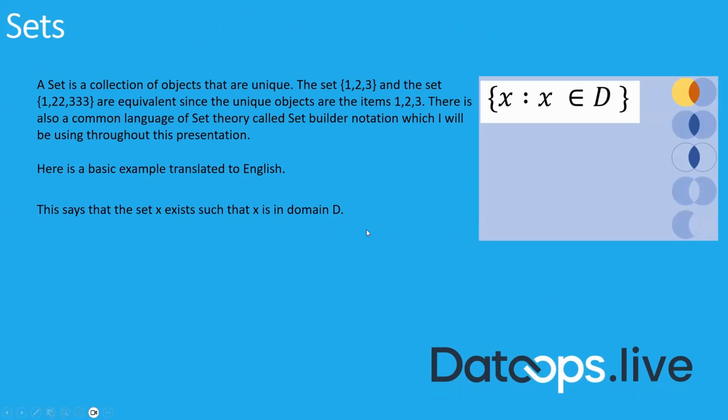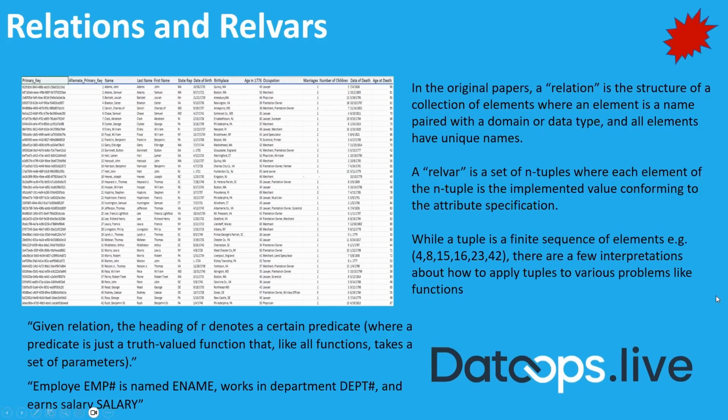Okay. So a quick little definition here: set. Hopefully everyone's familiar with this. This is set builder notation. If anybody has any questions about that, please reach out. I'm happy to share. But what this says in words is that the set X exists such that X is in domain D.